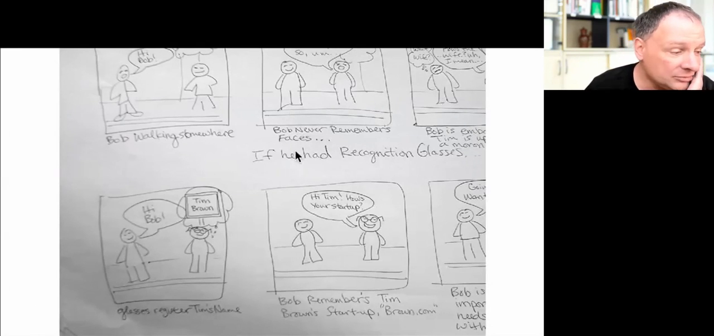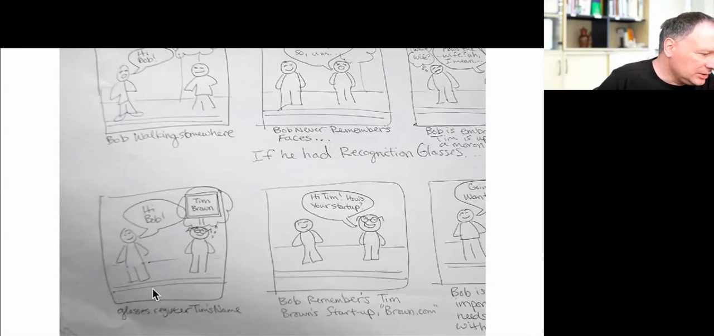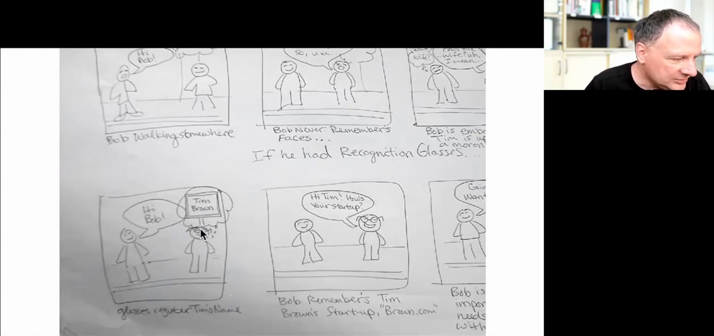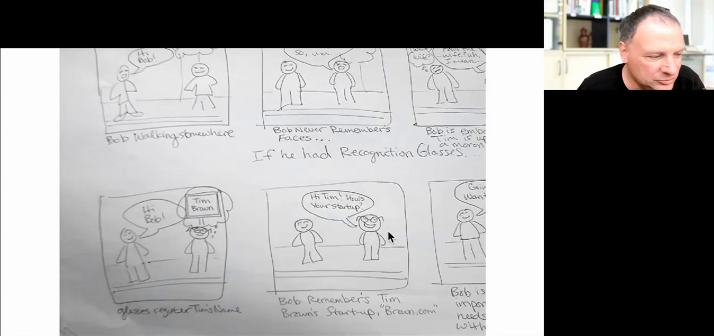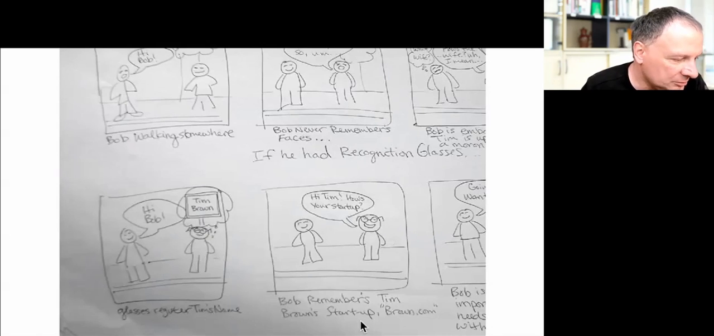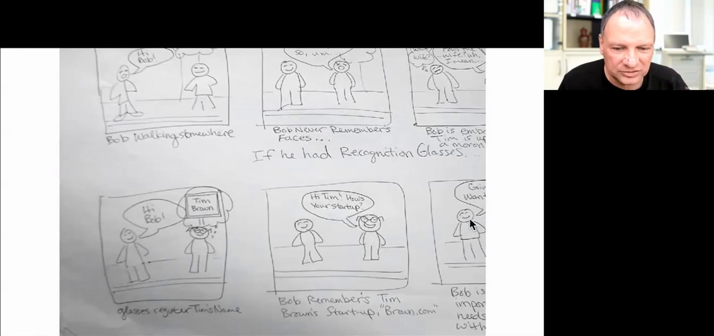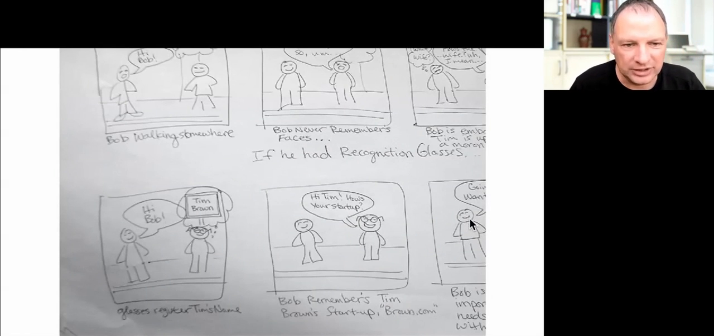Without recognition. But if Bob had recognition glasses, then here's Tim walking into Bob, and Tim says, "Hi, Bob." And Bob sees in his glasses, "Oh, this is Tim Brown. Awesome." And the glasses recognize Tim's name. And then Bob says to Tim, "Hi, Tim, how is your startup doing?" and so on. Because Bob remembers Tim, and Tim Brown's startup, brown.com, the discussion goes on great, right? So Tim is like, "Oh, it's doing great, want to catch some coffee later," and so on. So everything is great, right? So you can see all of a sudden things work out smoothly.